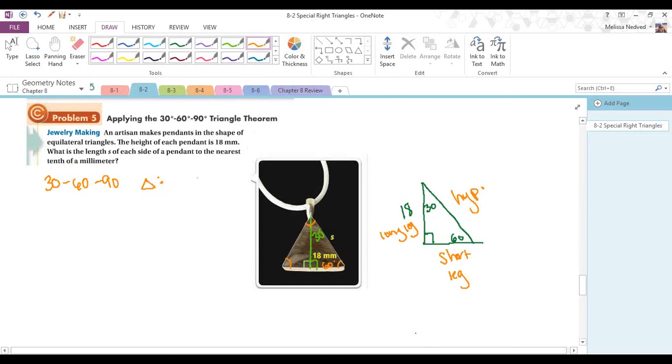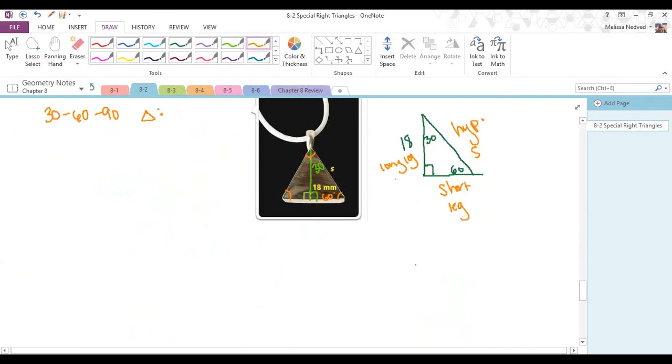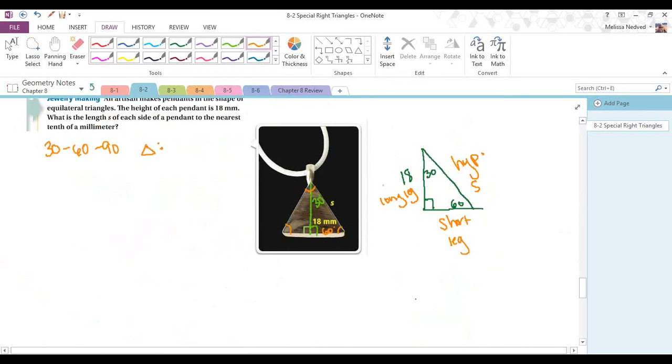So what am I asked to find? I'm asked to find the side length of the pendant, which is like the hypotenuse here, so I'm going to label that S. Now, in order to find the hypotenuse, like we said in the previous example, I only have one formula that uses the hypotenuse, and that is the hypotenuse is equal to 2 times the shorter leg. But I don't know the short leg in this pendant problem. I'm not given that, so I can't go right ahead and plug into that formula. I need to first use the formula using the longer leg to find the short leg, then I can go ahead and use the hypotenuse formula.